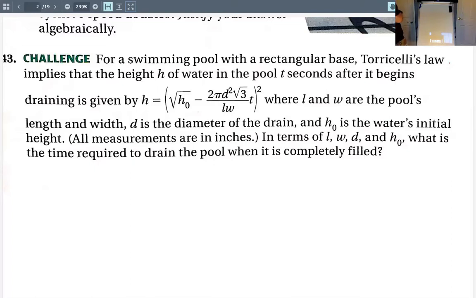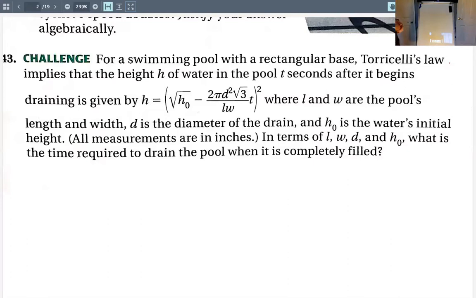D is the diameter of the drain. Length and width are the dimensions of the pool. You might be thinking, where's the height of the pool? Well, that's what's changing in the problem. The length and the width of the pool are not changing. It's the height of the water that's going to go down over time. T is time, and you're going to have pi in there because the drain is circular. And then you have some other values. We're not going to explain all these values. I wouldn't be able to.